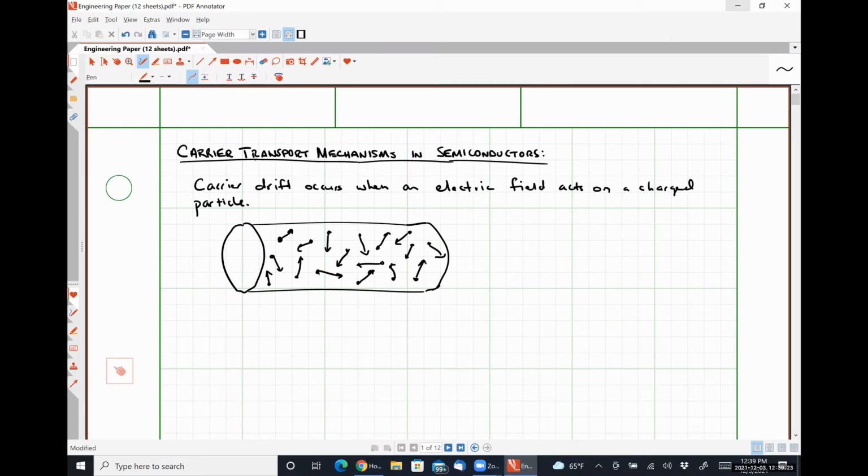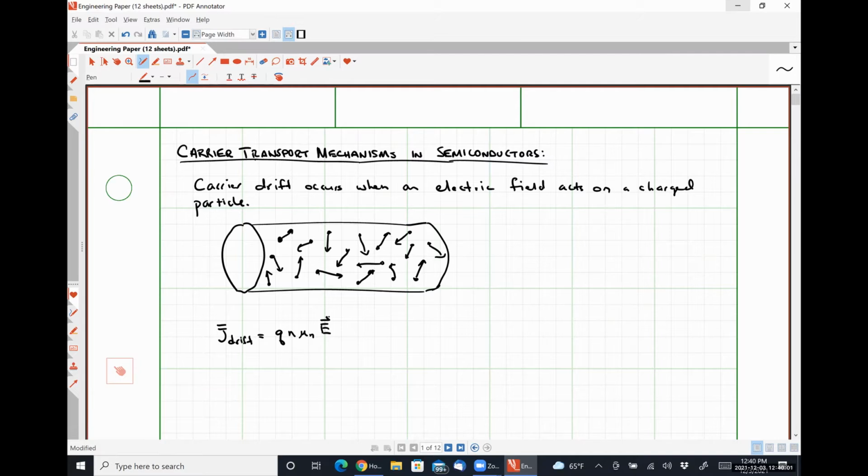direction, right? Where in the presence of an electric field, our drift current density, J drift, would be Q, the charge of an electron, times N, the electron concentration, times mu n, the electron mobility, times E, the electric field vector, okay?